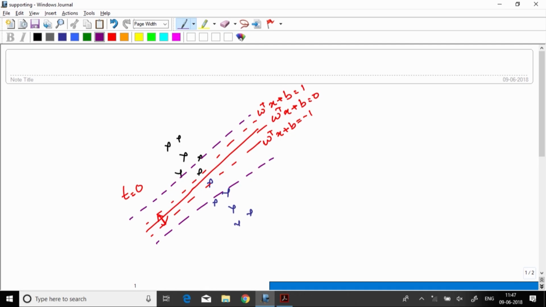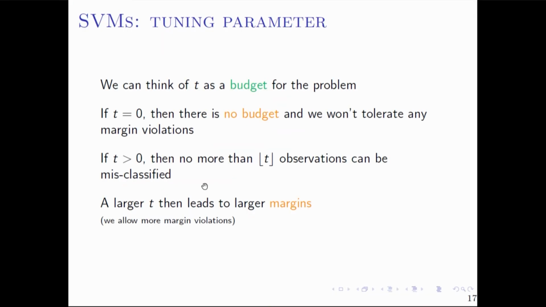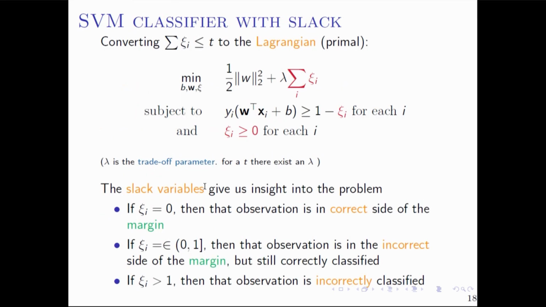Maybe in this case, let's change our W a little bit. So in that case, our W will be moving a little bit, maybe to this side, depending on the distance between these two. So here the t is equal to 2 and our margin increases. So a larger t will lead to larger margins.